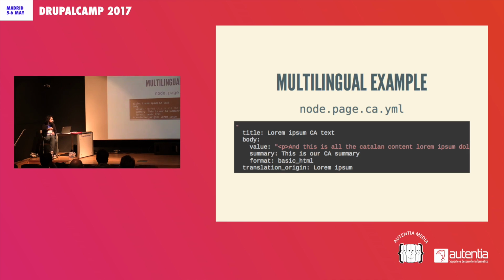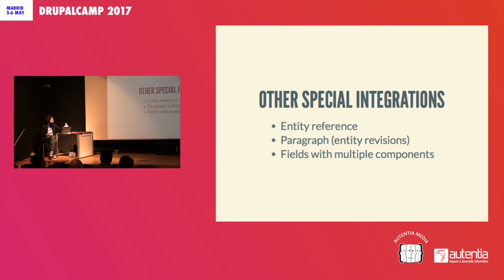We support translations. It's as simple as adding the language that you want to translate to. You have to have the node page .yaml migration created because it understands that that's the origin. And you only have to set the title of the node that you're translating to. So in a real case scenario, the origin language for this node would be Spanish or English, but here we are setting a translation for Catalan.